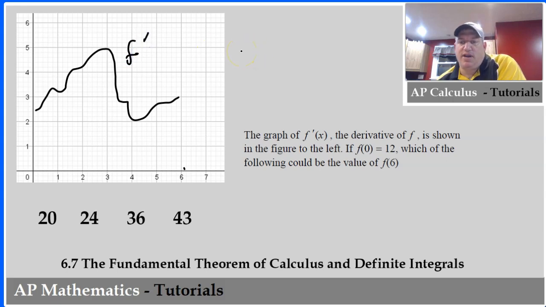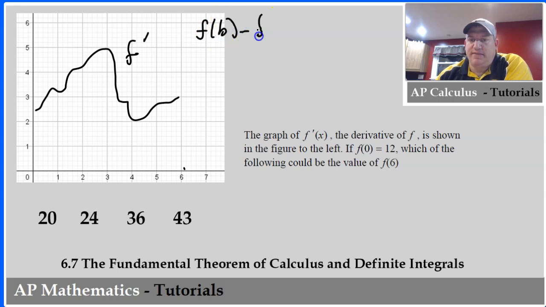The graph of f prime is shown in the figure to the left, and we know f of 0 equals 12. And we want to figure out which of the following values, 20, 24, 36, or 43, could be the value of f of 6. So what we want to recall is that f of b minus f of a is equal to the integral value from a to b of f prime.